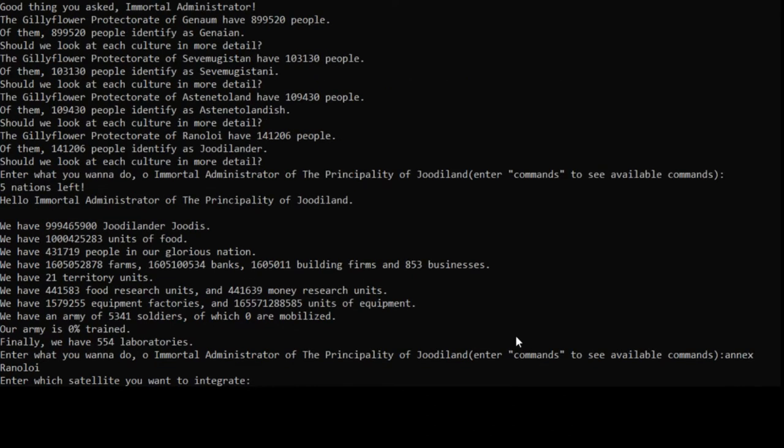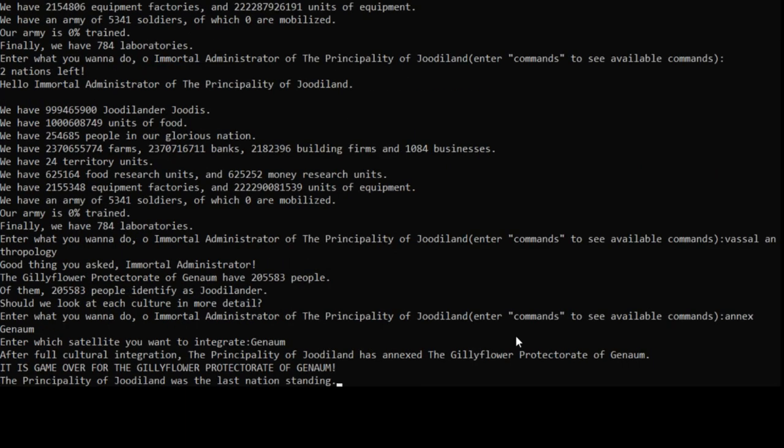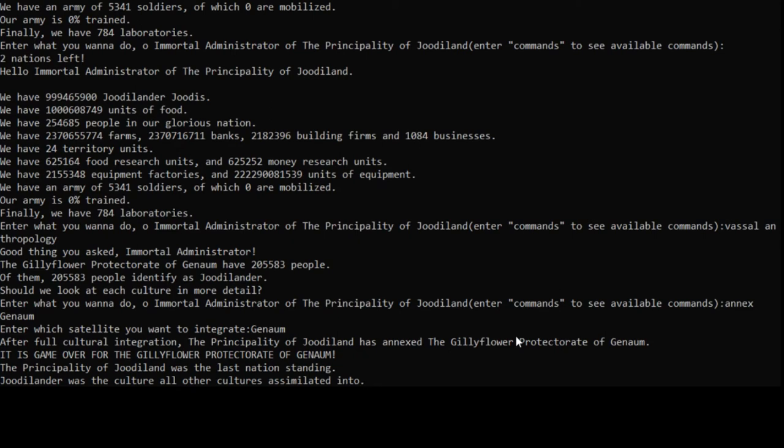Ranaloi can now be annexed into the Principality of Joodiland. Sevimugistan can now be annexed. Astinetoland, the penultimate nation for Joodiland to culturally conquer, is ready. It is done. The last nation, the Gilliflower Protectorate of Genome, has been annexed after full cultural integration. The Principality of Joodiland was the last nation standing, and Joodilander was the culture all other cultures assimilated into.